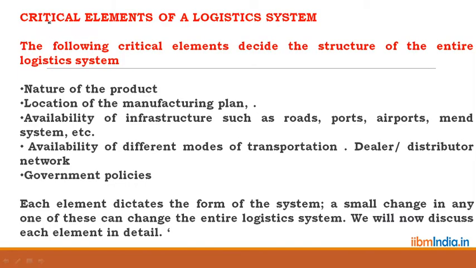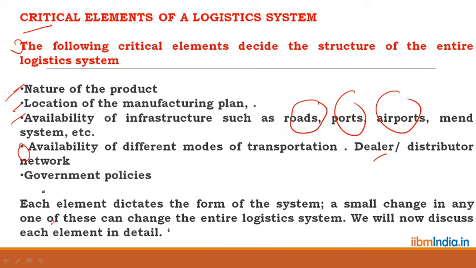Now, what are the critical elements of the logistics system? The following critical elements decide the structure of the entire logistics system. The nature of the products plays a very vital role. Location of the manufacturing plant, where the plant is located. Availability of infrastructure such as roads, ports and airports. Availability of different modes of transportation. Dealer distribution network and government policy.